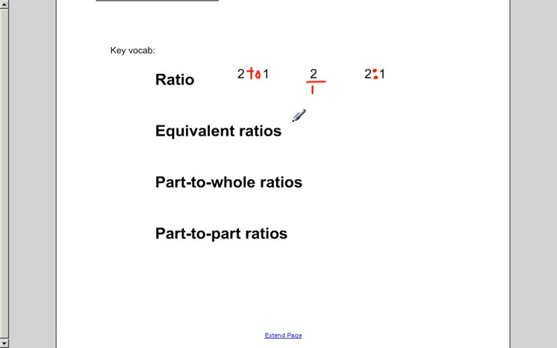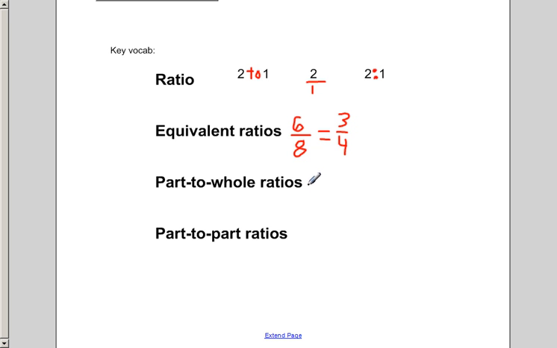Now, equivalent ratios. We've talked about equivalent fractions, and an equivalent ratio is the same idea. So 6/8 and 3/4 would be equivalent ratios. And we can find out if they're equivalent by seeing if their cross products are equal. 8 times 3 is 24, 6 times 4 is 24, so those are equivalent.